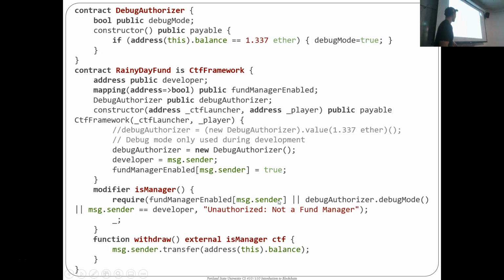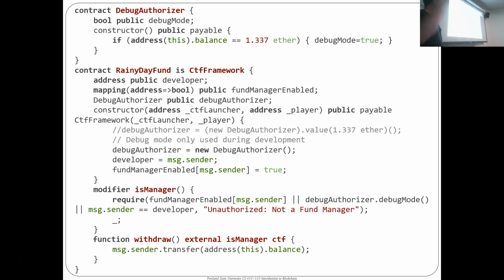And so your goal is to enable debug authorizer mode on the level ahead of time, and that is the exploit. And then there's a simple withdraw function that says if you're a manager, just transfer this thing over. Okay? Is everyone clear on what this contract is doing? This is pretty much the whole contract.